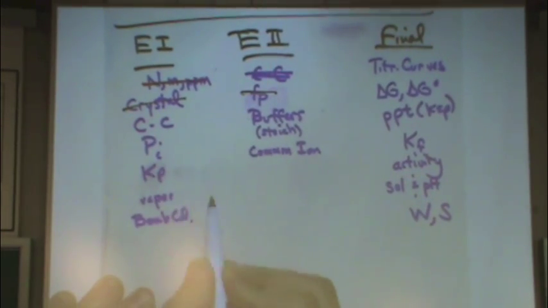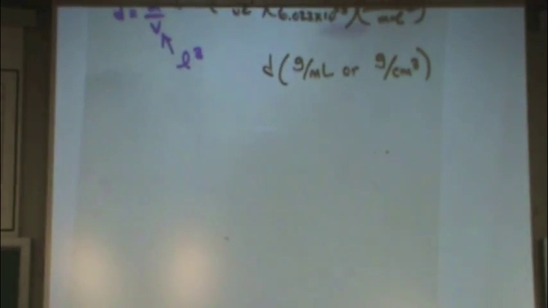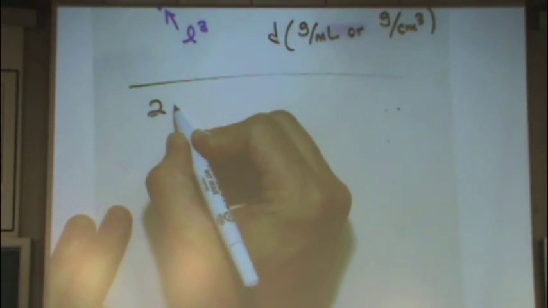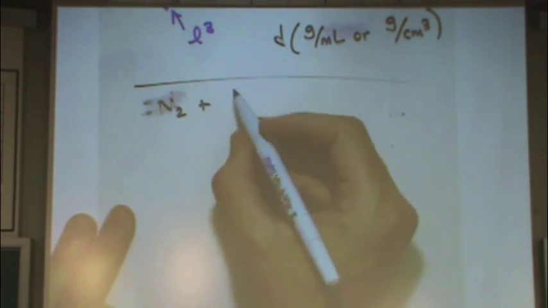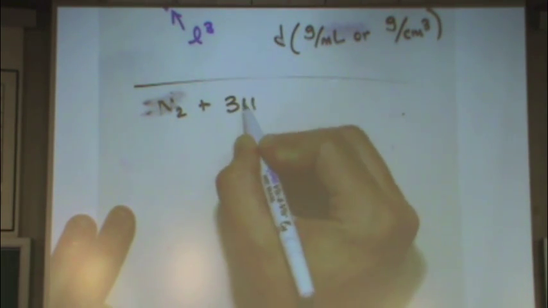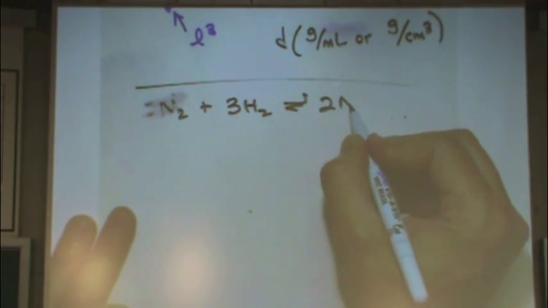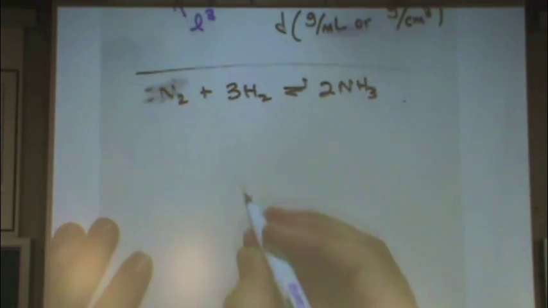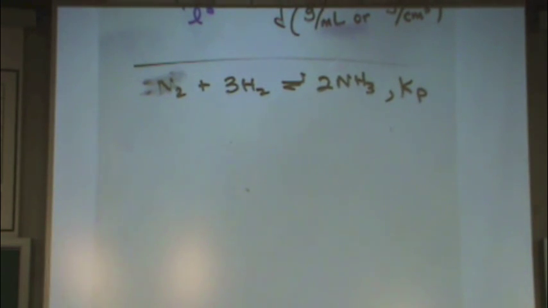Okay, we did crystal structures. Let's do KP. Let's do this equation: N2 plus 3H2 goes to 2NH3. Let's assume they're all gases. Okay, all of these are gases. And let's say we gave you a KP.